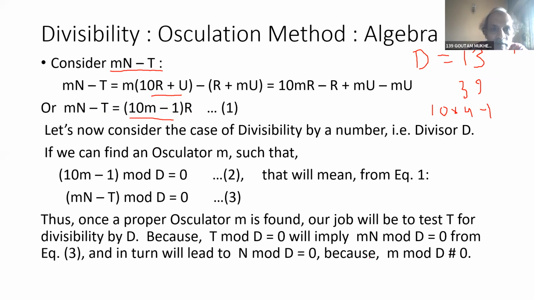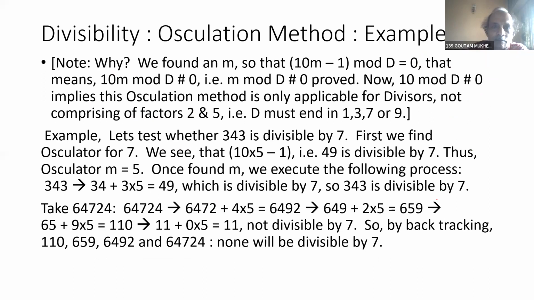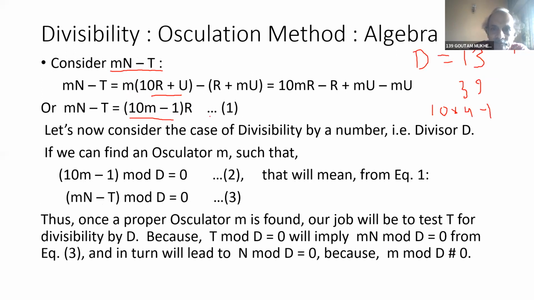Can you give one more example? I can give one more example. Suppose I want to test the divisibility of 7. How much should I multiply? What is the multiple of 7 which ends in 9? 7 into 7 is 49. So the oscillator will be how much? Not 7. 49 is 50 minus 1. So 5 will be the oscillator in case of 7. So that is the idea.